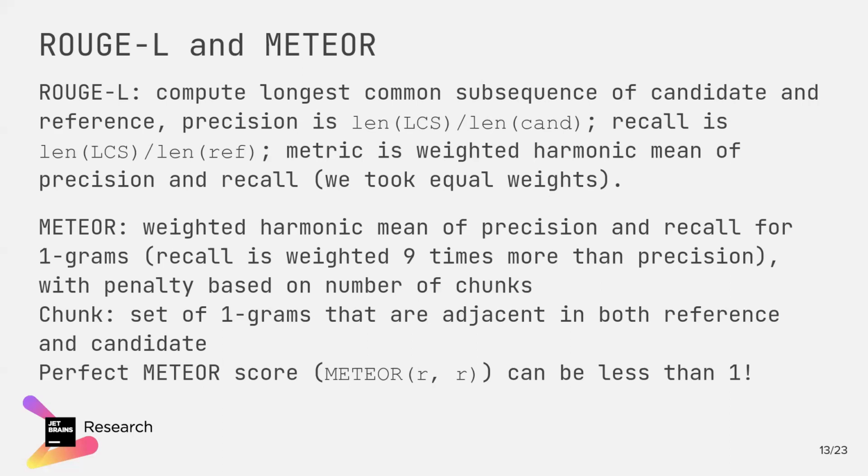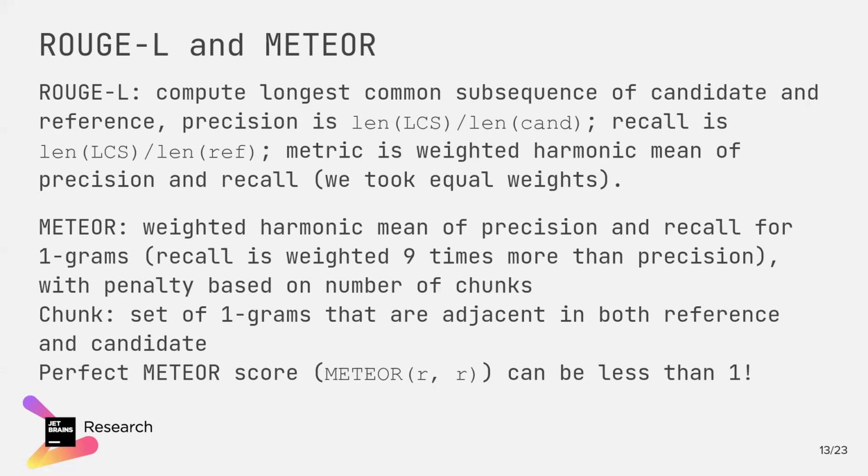But there is one significant feature that you should keep in mind if you want to use METEOR: the perfect METEOR score for a given reference, that is METEOR of R, R, can be less than 1. In fact, for a single token reference, the maximum METEOR value is 0.5, but the maximum value quickly increases with the reference length. So already for 4 or 5 token references, the METEOR score is 0.98 or so.